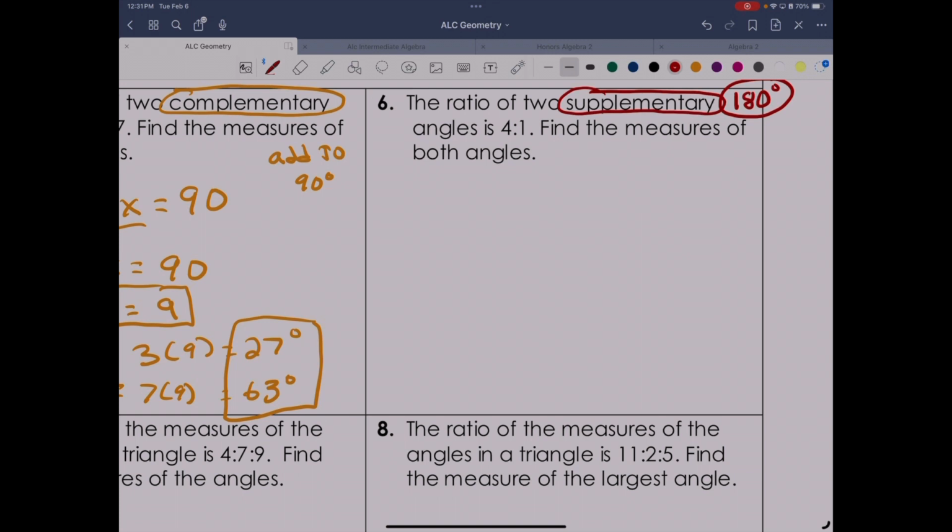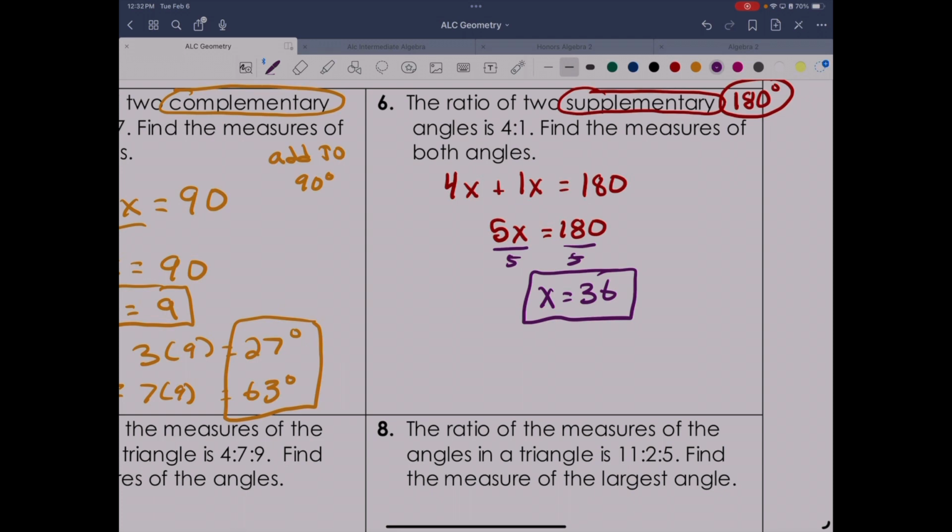So if we're going to find the measures of these, again, we don't know our x values, so we're going to go 4x, which is my first ratio, plus my second ratio, which is 1x. We know when they're added together, they have to be 180 because they're supplementary to each other. 4x plus 1x is 5x. It gives us 180. We divide both sides by 5. We get x is equal to 36.